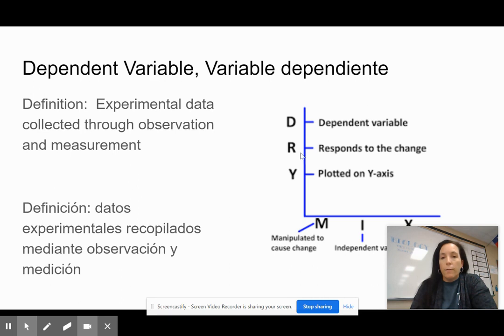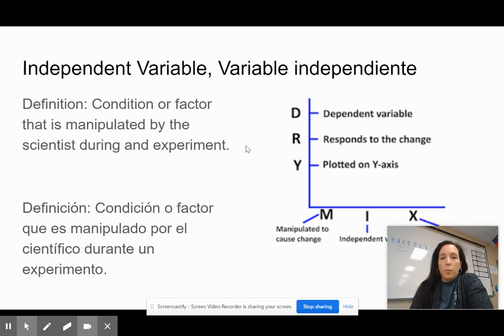Okay, and here's how you graph it. It's DRY MIX, so you always put the dependent responding variable on the y-axis and the manipulated or independent variable on the x-axis. The independent variable is the condition or factor that is manipulated by the scientist during the experiment. So it's that one thing you change.